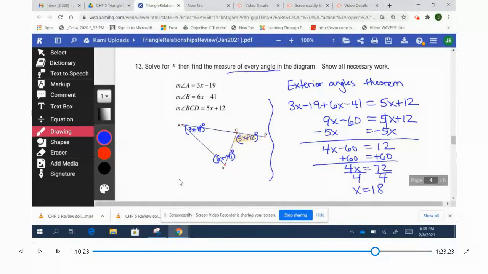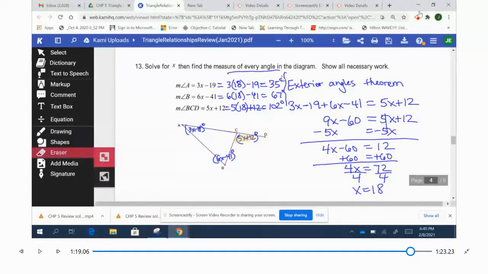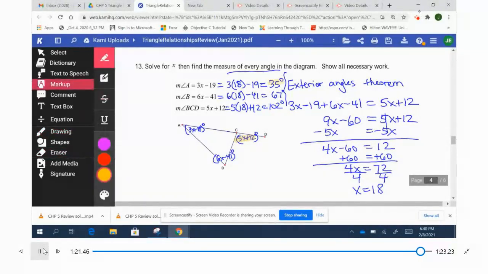Now we're just showing our algebra. Make sure you show your mechanics, how you get to x is 18. And now we're just going to sub in each of these angles. And we should watch out that whatever we get for these two adds up to that one exterior. So let's see. Yes, 35 plus 67 is in fact 102. So we did it. Okay. So that is it for page 4 of our review packet.